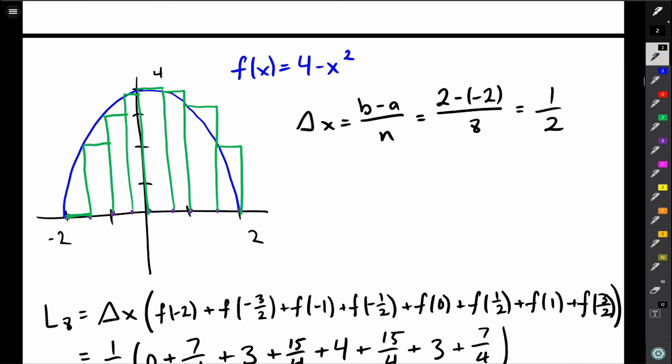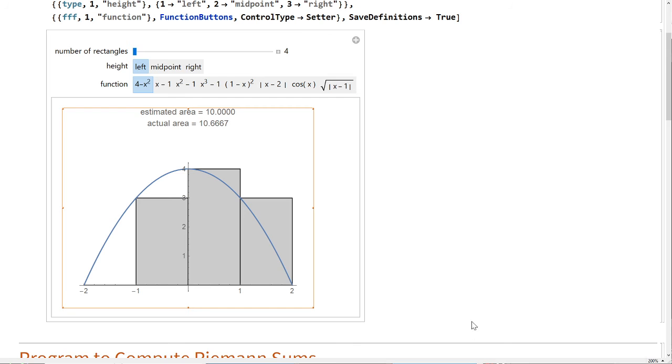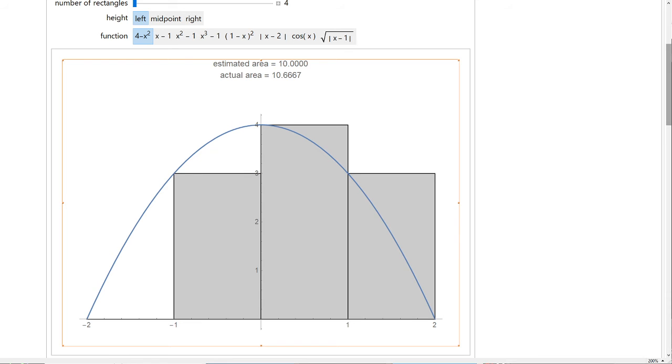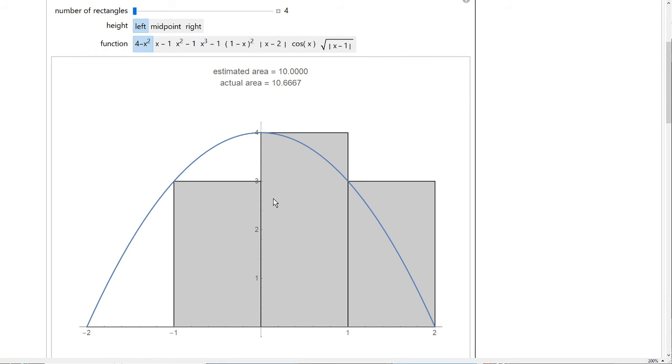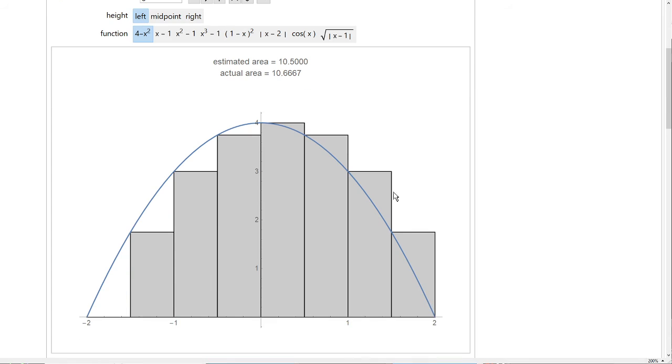So let's look at this in Mathematica real quick, just to see what is actually happening here. So here you can see we have the same function here. Let me put this back on left endpoints. Make this picture a little bit bigger. So this is the function we were just graphing and looking at the area of. So here's endpoints when we had 4. Let's bump this up to 8. And again, okay, good. We got the estimate area correct.